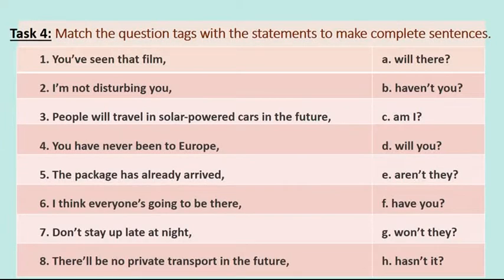Now, let's do task 4 to practice this grammar point. Match the question tag with the statements to make complete sentences. In task 4, you need to pay attention to the subject and the verb of each statement in the left-hand column. Then, look for the appropriate subject and verb in the question tags to match with the right statements to make complete sentences. And don't forget to pay attention to the special cases mentioned above. Please pause the video for 3 minutes and do task 4.